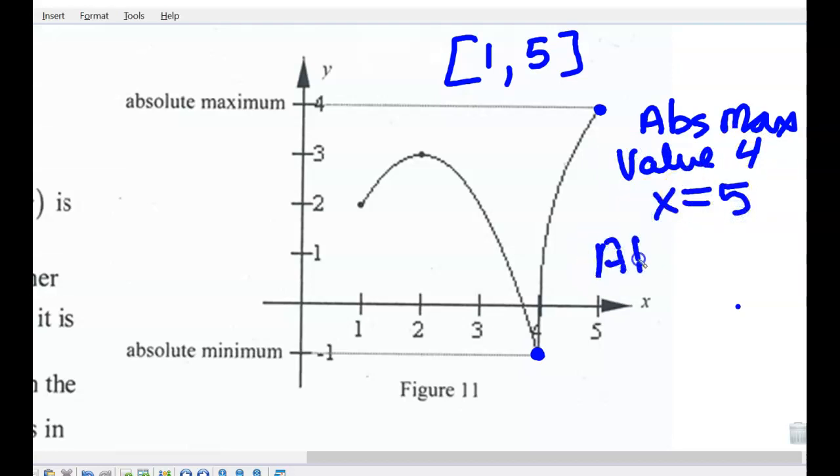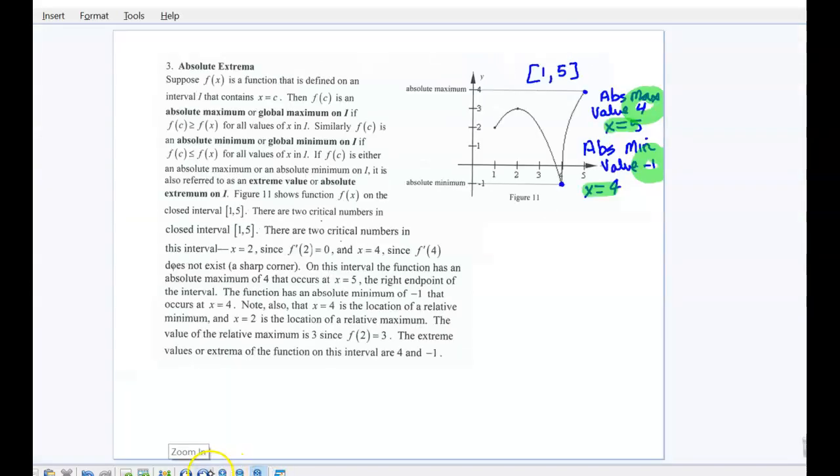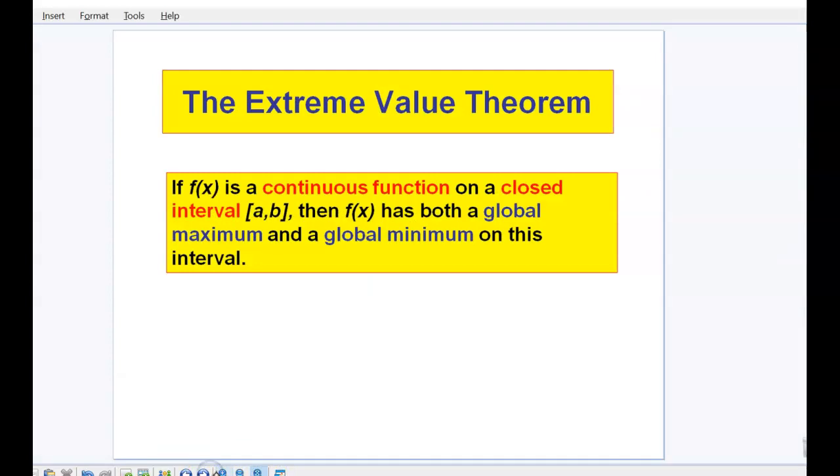The absolute min value is the lowest value on my graph, and that would be negative 1. And it occurs when x is equal to 4. So you have to read these questions carefully. If they ask you for the location of the absolute max or min, then you're looking for the x values. If they're asking you for the absolute max or min values, then you are looking for the y values of those points.